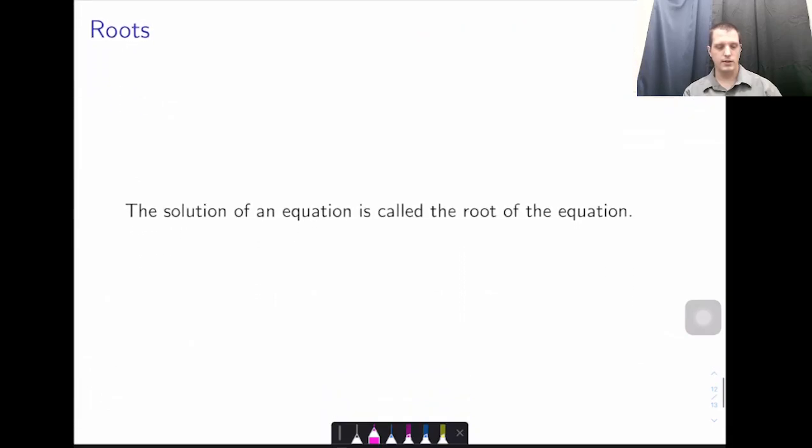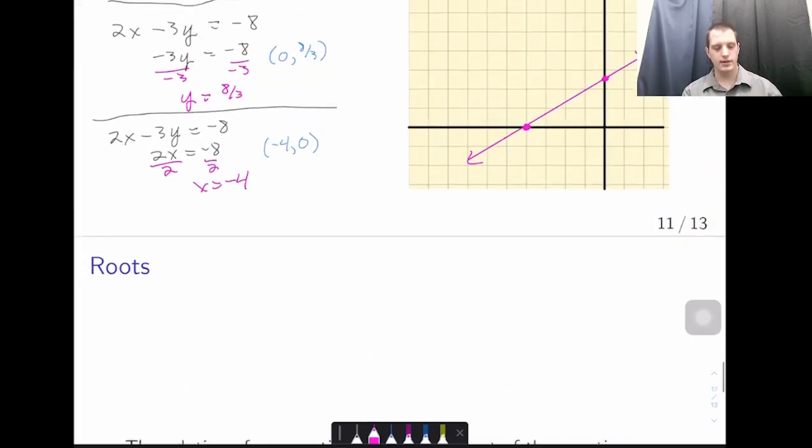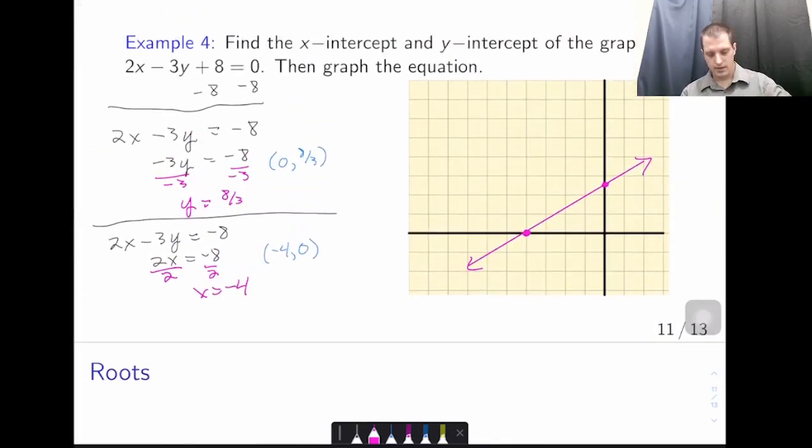Roots. We're going to use a lot of roots this year. The solution of an equation is called the root of the equation. Usually when we're talking about roots, we're talking about the x value. Usually when we're looking for roots, we make the y be 0. So in a way, if I go backwards a little bit right here, this would have been the root of the equation, because our roots are usually where we cross the x-axis.